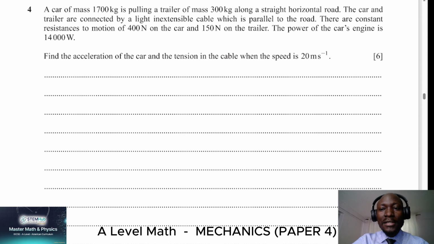The power of the car's engine is 14,000 watts. Find the acceleration of the car and the tension in the cable when the speed is 20 meters per second, for 6 marks.